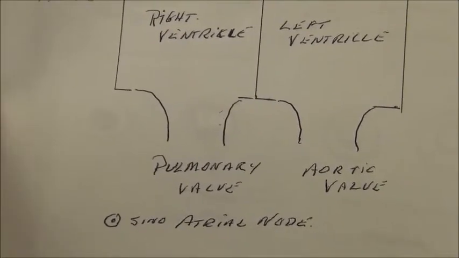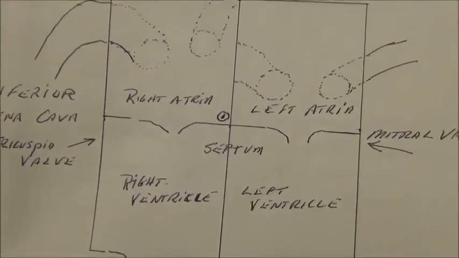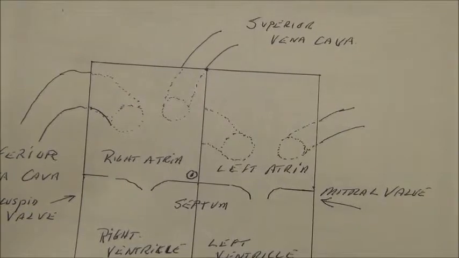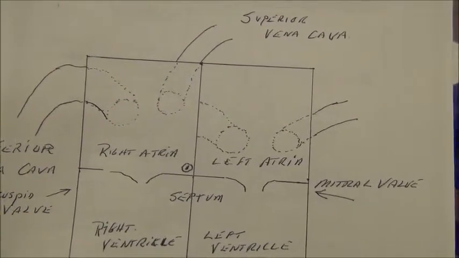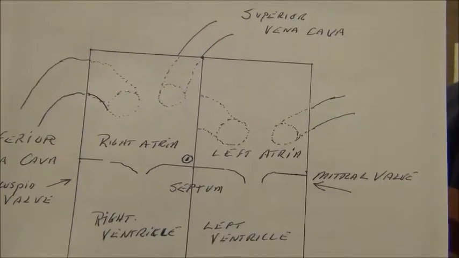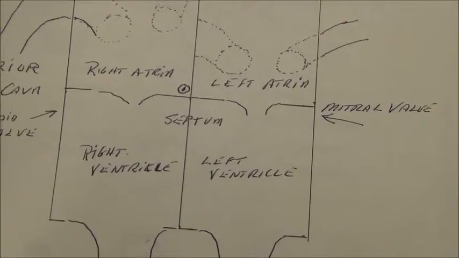Goes through the lungs, the blood comes back to the left atrium through 4 pulmonary veins. The blood is bright red. It's been oxygenated. When oxygen combines with hemoglobin, the blood becomes red. From the left atrium, it goes to the left ventricle and out the aortic valve.